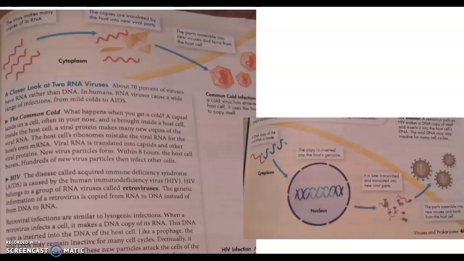When a retrovirus infects a cell, it makes a DNA copy of its RNA. The DNA copy is inserted into the DNA of the host cell. Like a prophage, the viral DNA may remain inactive for many cell cycles. Eventually, it makes new virus particles. These new particles attack the cells of the host's immune system, the system that normally fights infections.